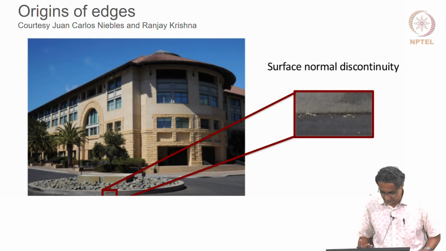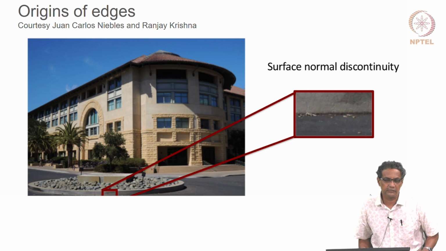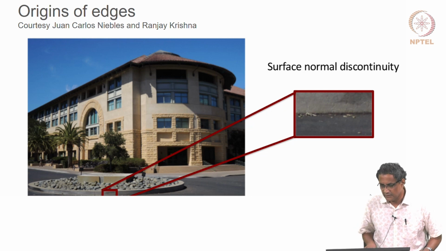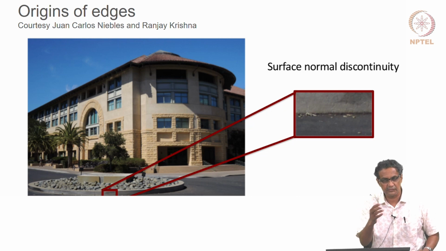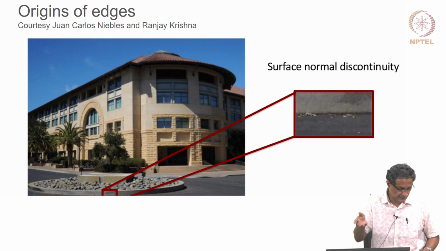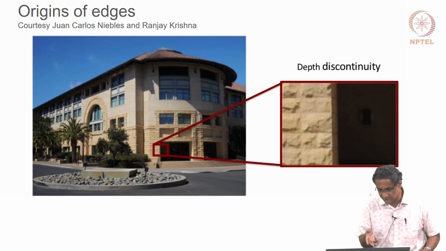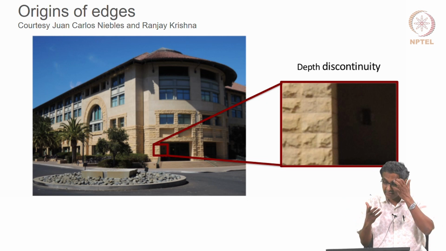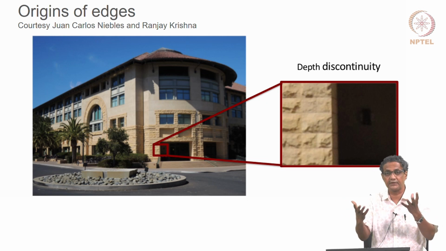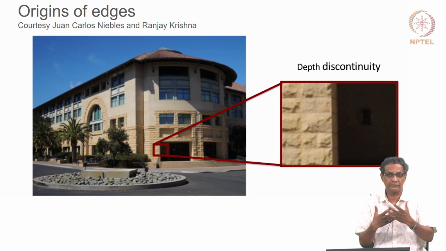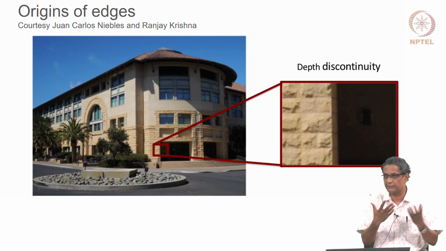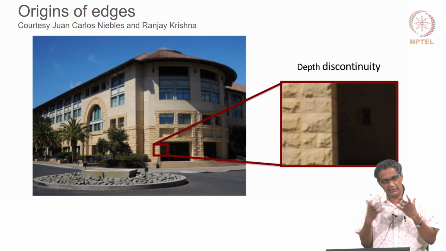Then, this is what I was telling. There is something called a surface normal discontinuity. A surface normal basically means that you could have an object, and if the surface normal of the object suddenly changes because the shape of the object changes, you can get a discontinuity. You can get an edge. You can get an edge if there is a depth discontinuity. That means you're moving from one object to another. Something is behind, something is in the front. This is a different object, that's a different object, but they are both coming in the same image. You will again see an edge.